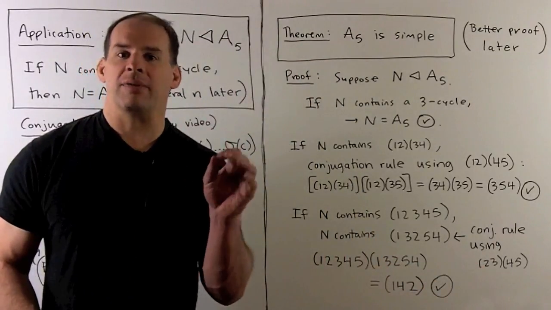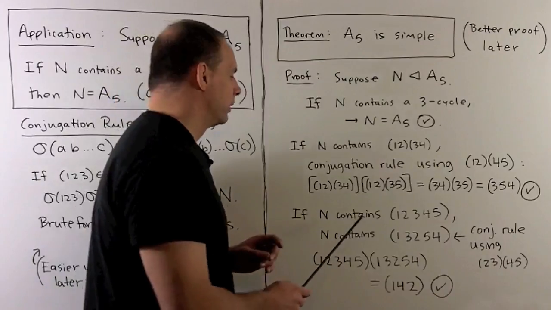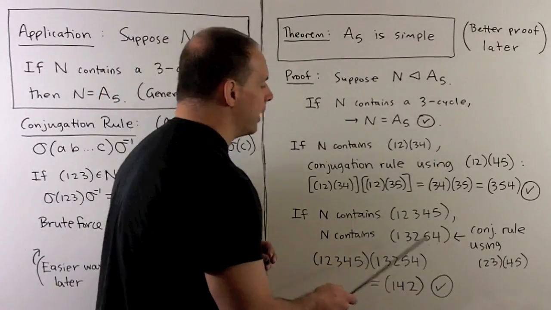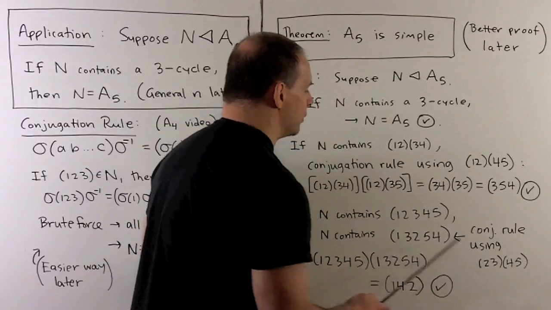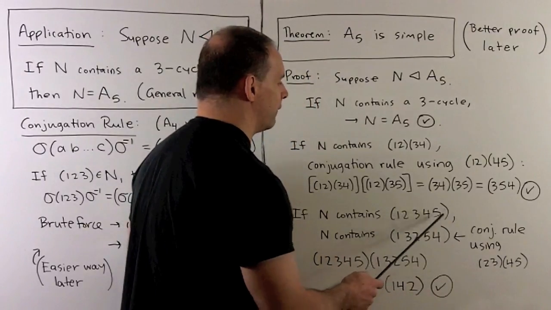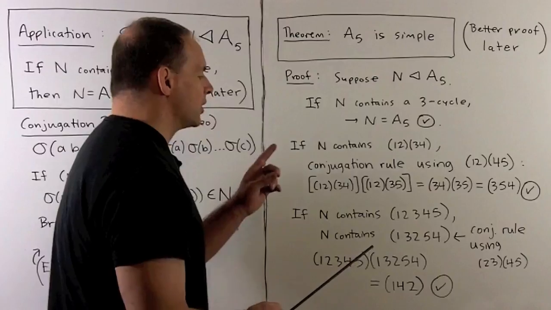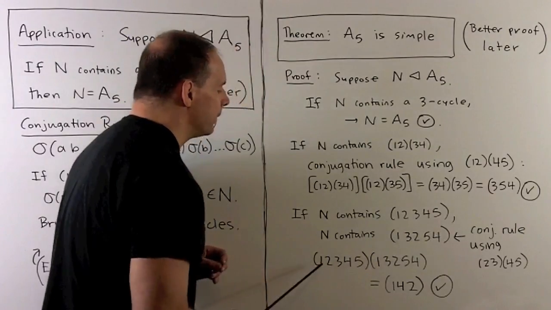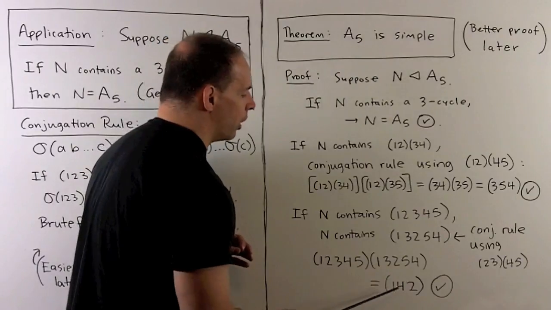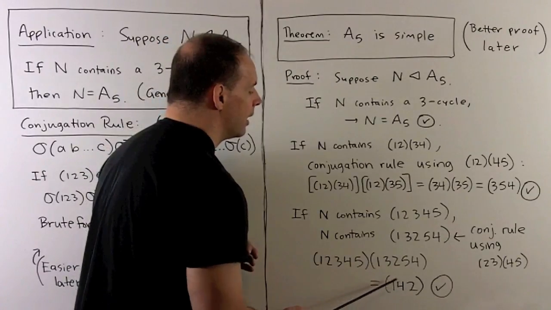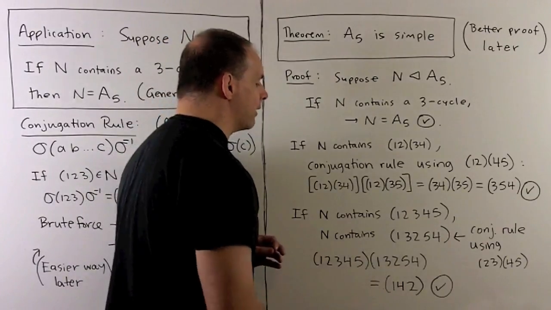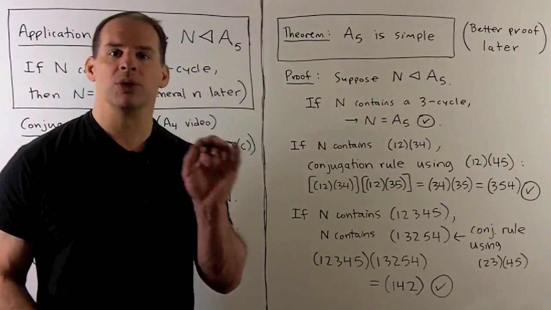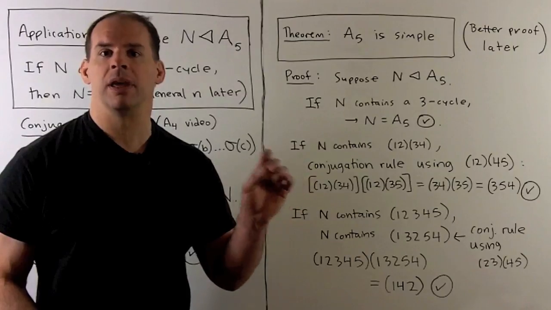If instead I have a 5 cycle, I'm going to conjugate by (2 3 4 5), assuming we're using (1 2 3 4 5) here. That's going to send me to (1 3 2 5 4). We multiply, and that gives us the 3 cycle (1 4 2). That gives all of A5. So we see that A5 is simple. There are no normal subgroups except for the identity and the group itself.